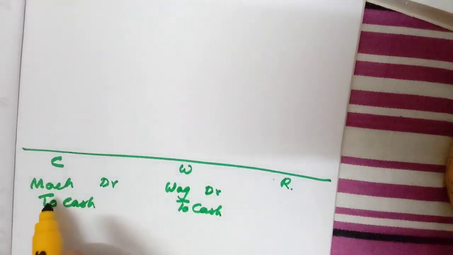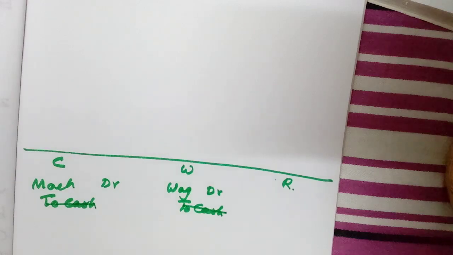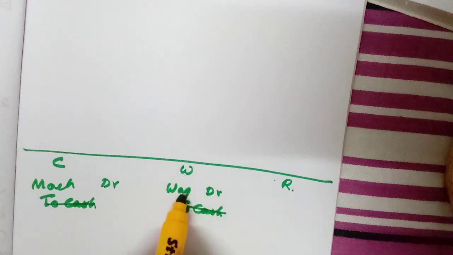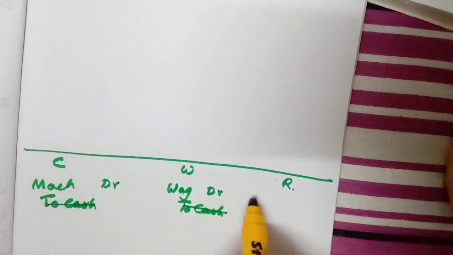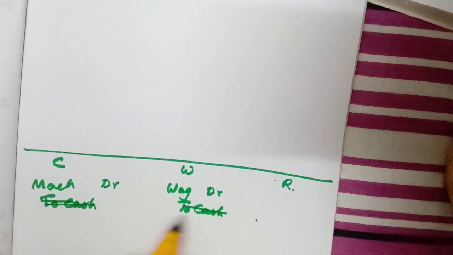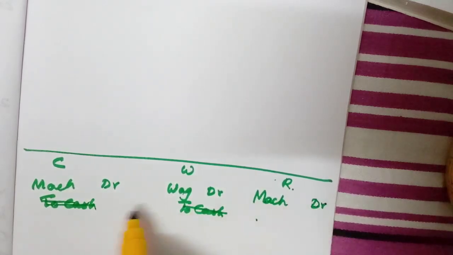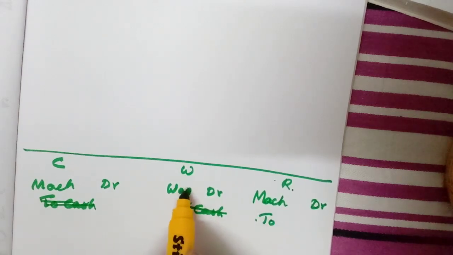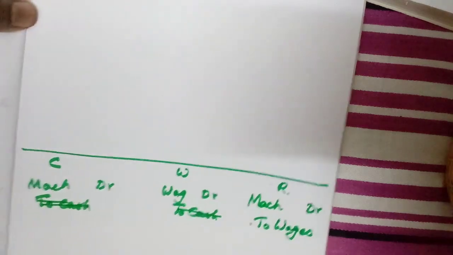Now you see, in both these entries the cash is credited, so no problem for that. Here the wrong debit is given to wages, so that one should be credited. The correct debit should be given to machinery. So that is the rectifying entry. Understood? The credit is cash in both, so cancel that. The correct debit is machinery, so write that: machinery account debtor to wages account. So this is the rectifying entry.